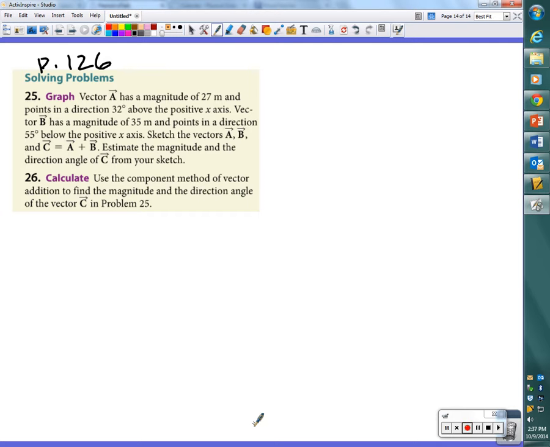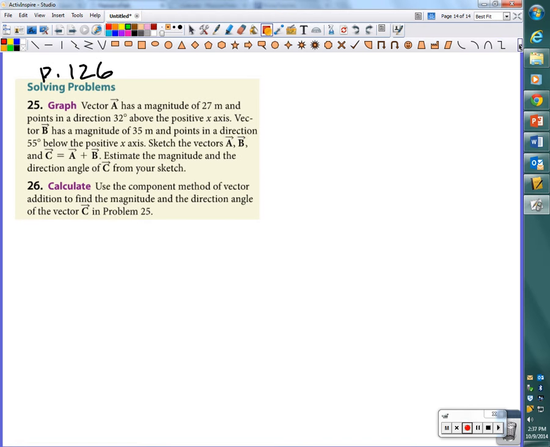Okay? Again, Caitlin, I'm going to do some things up here that you might not be able to reproduce on your paper, but I'll tell you what I think you probably should write down to represent what I'm doing. All right, so the first thing I'm going to do is draw myself an x-axis and a y-axis.